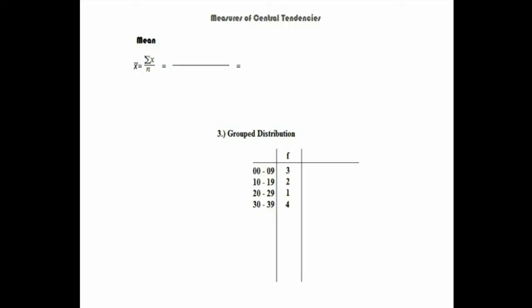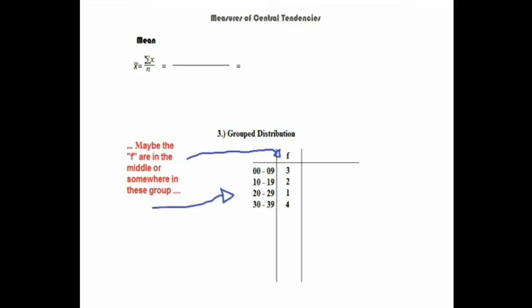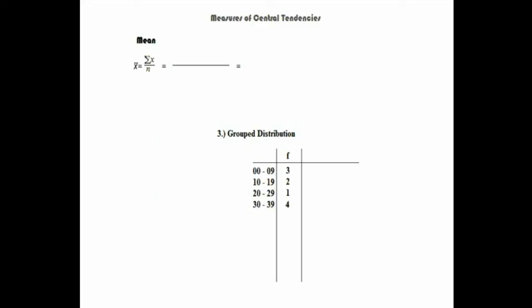We only know that we have three numbers in this range. We don't know what the numbers are. So we are going to assume that these three numbers are in the middle, right in the center. So what I have to find is the midpoints. And we're going to call the midpoints x.